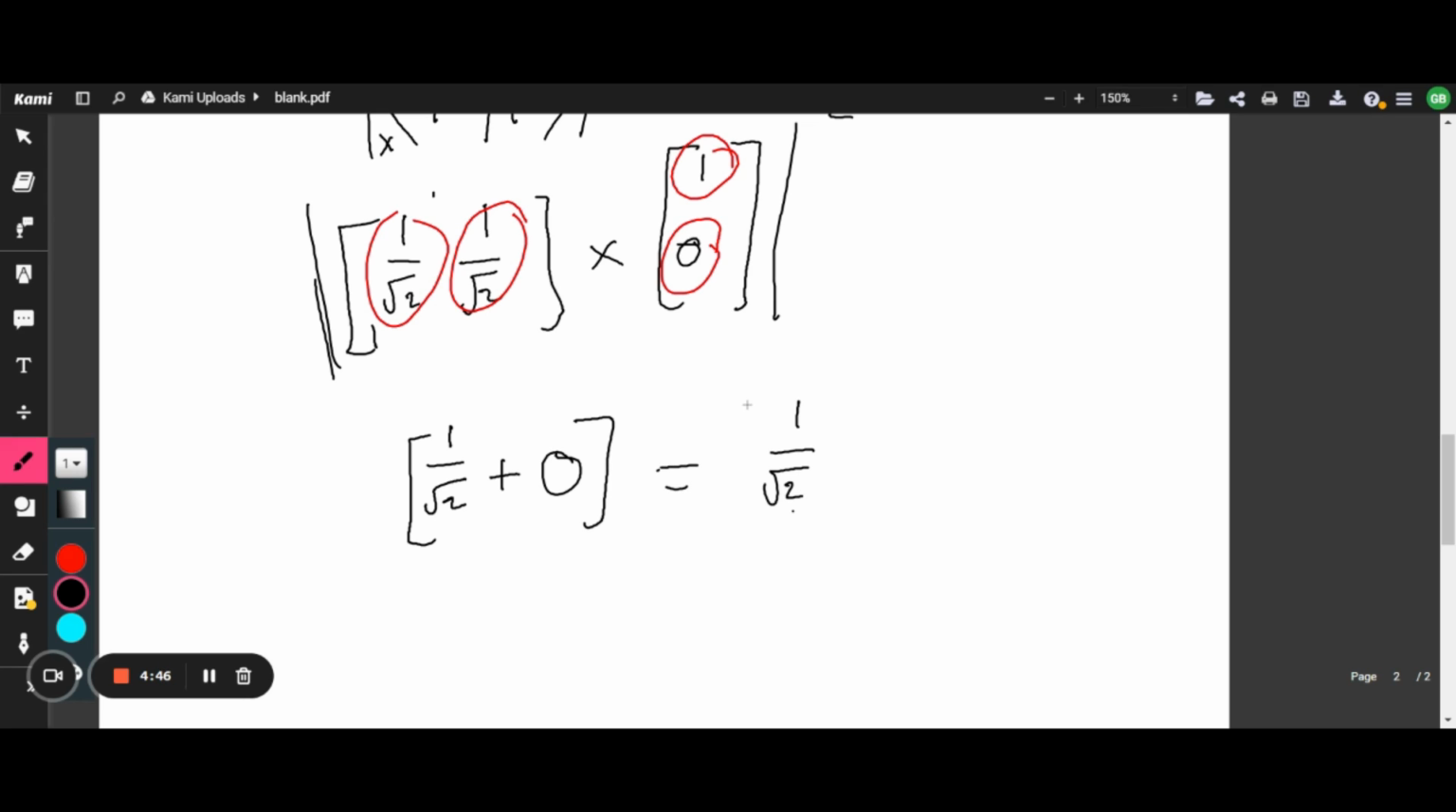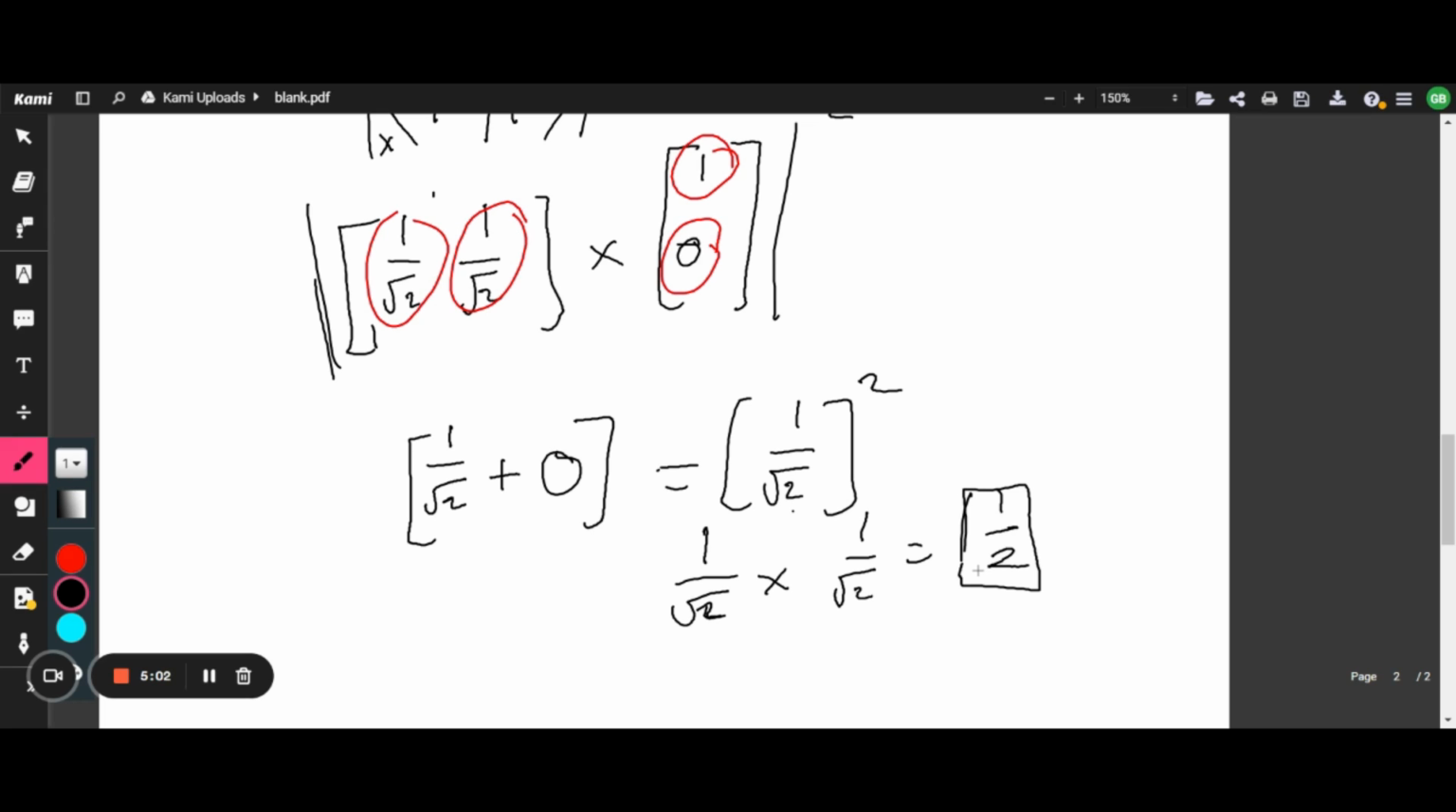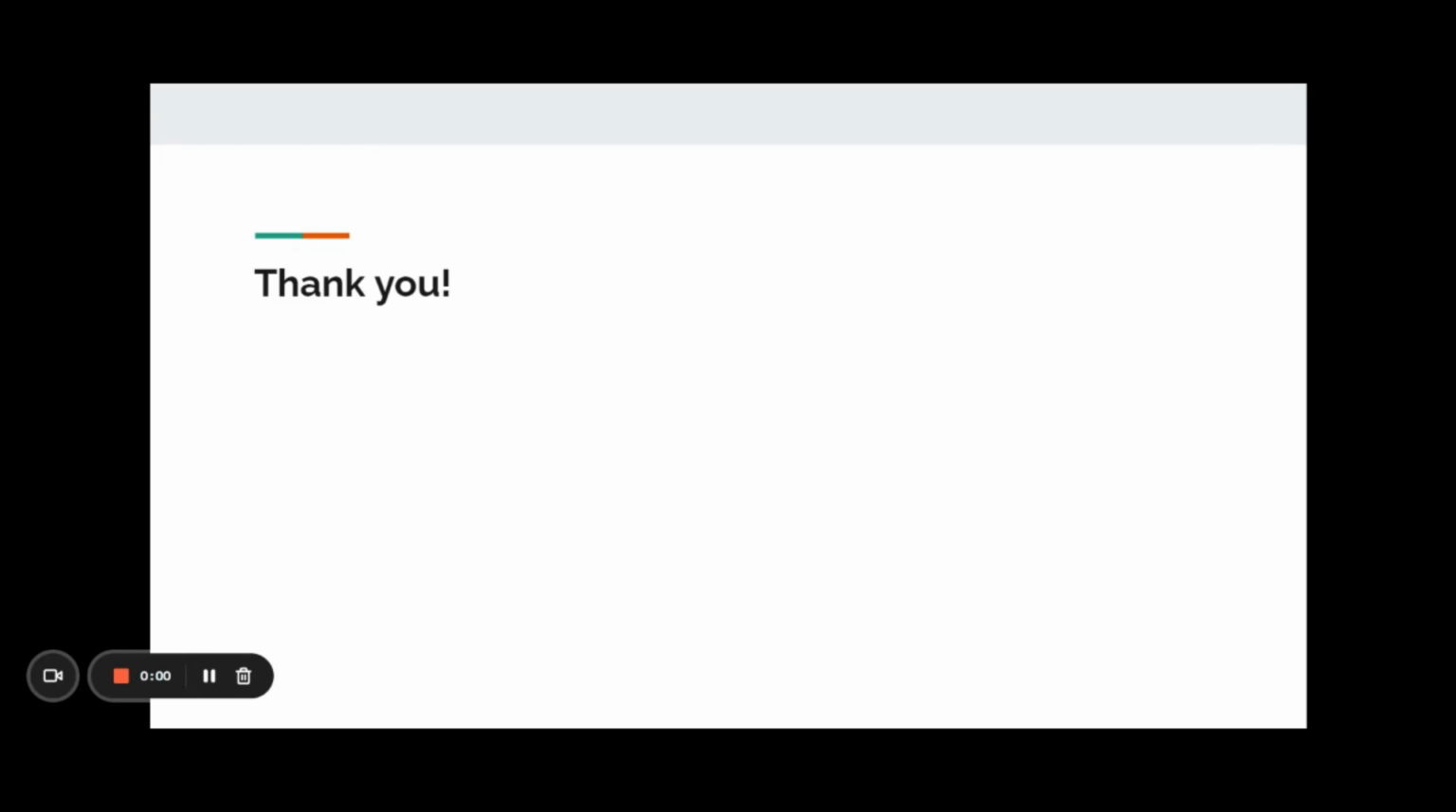That's just the inner product. So now we need to square that. Squaring that, we just get 1 over square root 2 times 1 over square root 2, which is 1/2. So this says that there's a 1/2 probability, a 1/2 chance that the spin will be spin up in the x direction given a beam of particles of spin up in the z direction, which we see in the experiment.